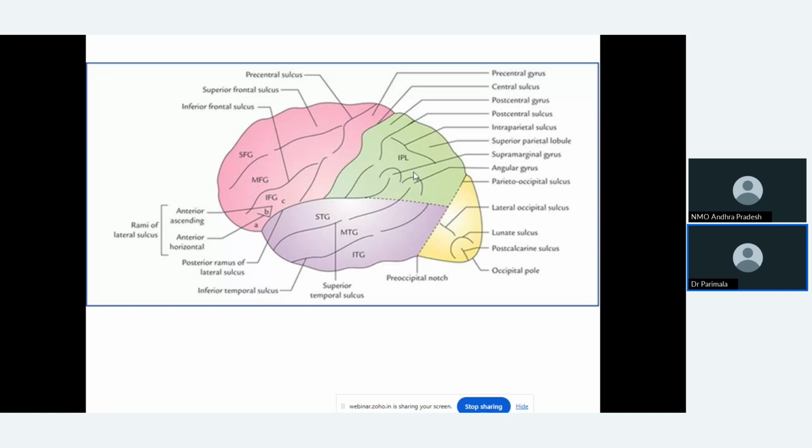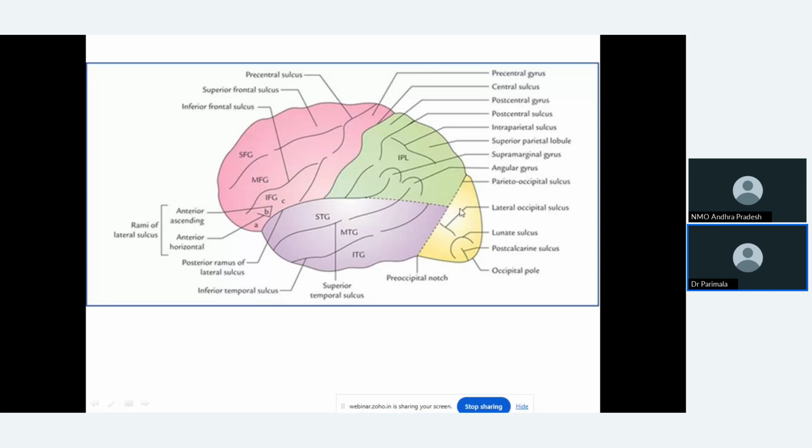Now let us go to the temporal lobe. It is very, very simple. The superior temporal sulcus and inferior temporal sulcus divide the temporal lobe into superior, middle and inferior temporal gyri. Two sulci, three gyri. That's all about the temporal lobe.